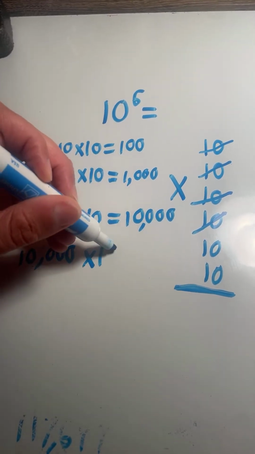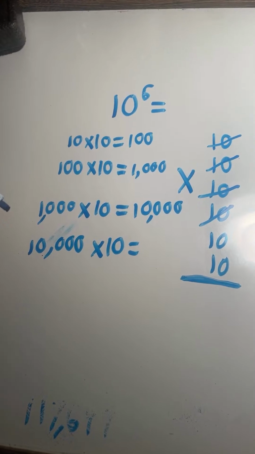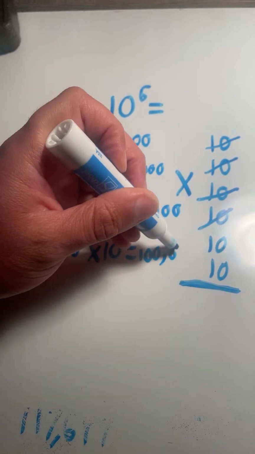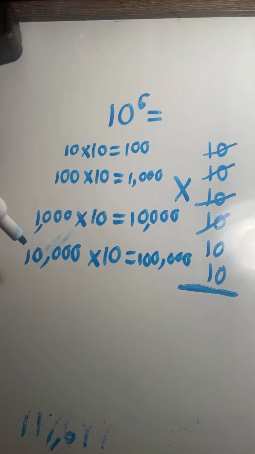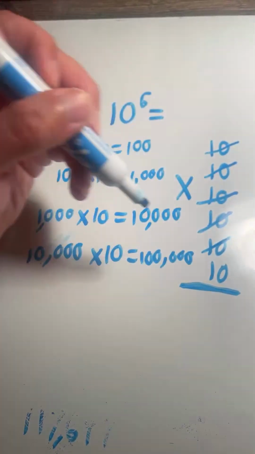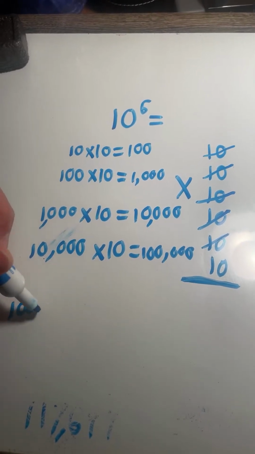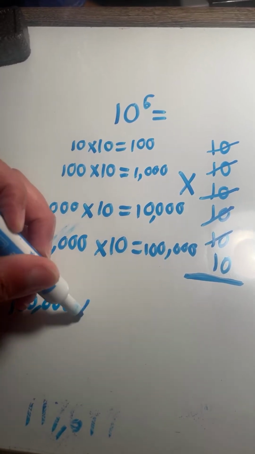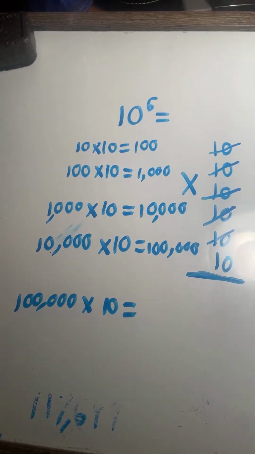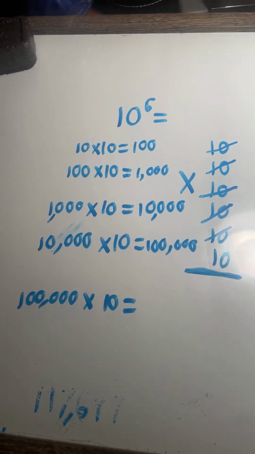10,000 times 10 equals 100,000. We've just multiplied the number 10 5 times. 100,000 times 10. Now, once we solve 100,000 times 10, we'll have multiplied the number 10 6 times, and we'll have our answer for 10 to the 6th power.